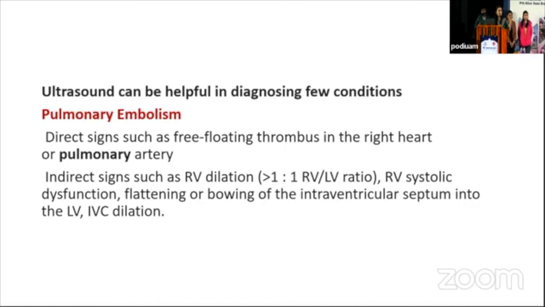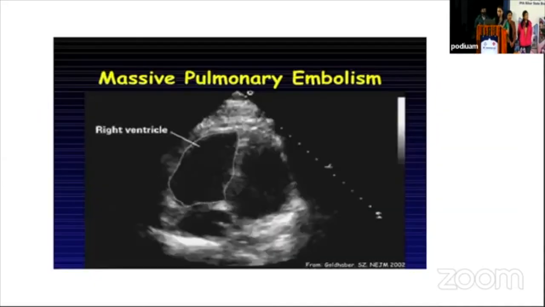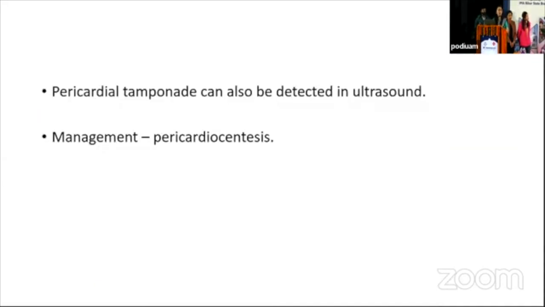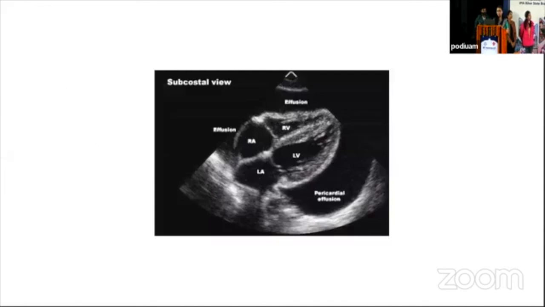If someone is in acute emergency or is in cardiac arrest, this bedside ultrasonography would help us in many ways. This could help us in diagnosing pulmonary embolism, this could help us in diagnosing pericardial tamponade, and this could help us in diagnosing a lot of other conditions like tension pneumothorax, etc.